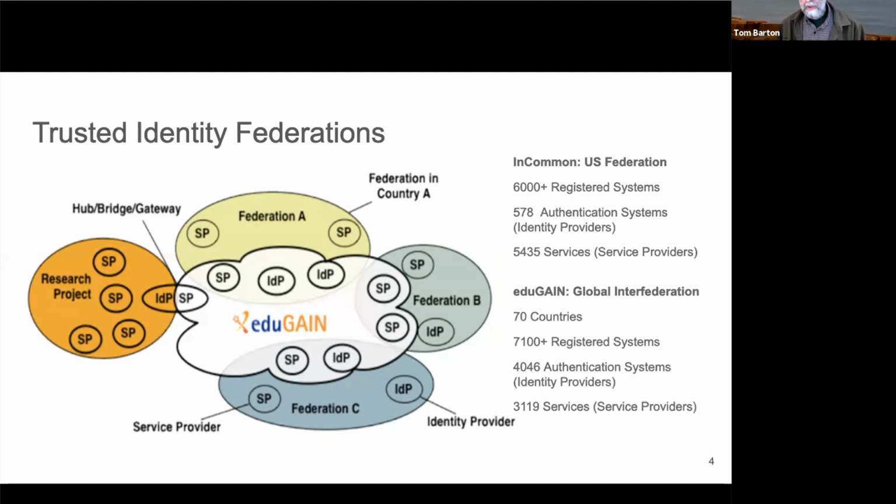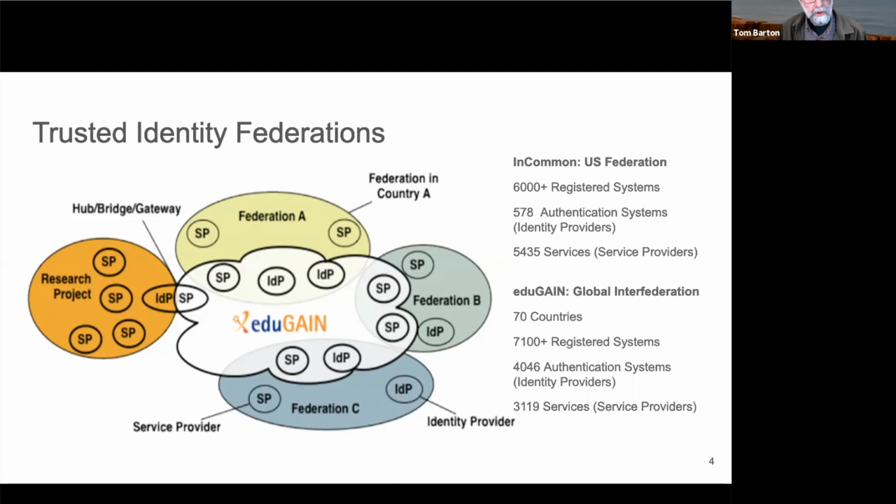That allows the connections, the registration, the metadata, the stuff that people like Ann West and InCommon do, and her counterparts in 69 other countries, to share and aggregate that information so that their members in each of those places can access services and have access to theirs from users from all over the world.